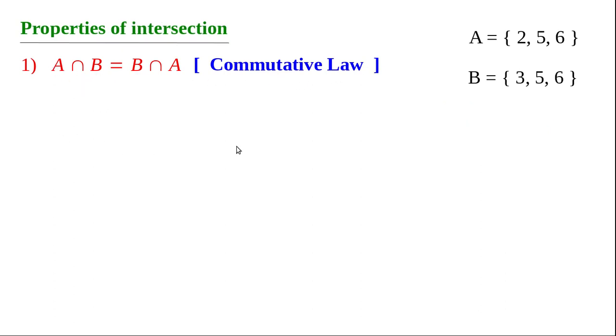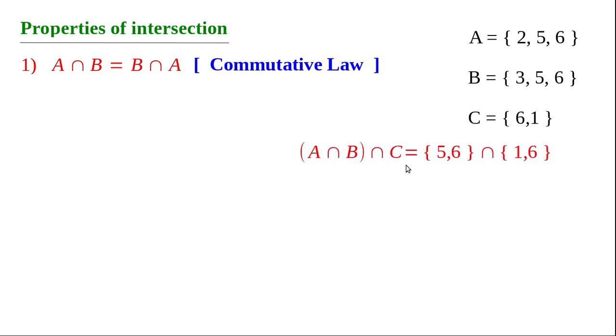Okay. Now the second property. To say about the second property, we want three sets. C is the third set. Then what is A intersection B intersection C? A intersection B, after that intersection C. A intersection B, intersection C equal to set 5, 6 intersection set 1, 6. It is very simple, set 6.